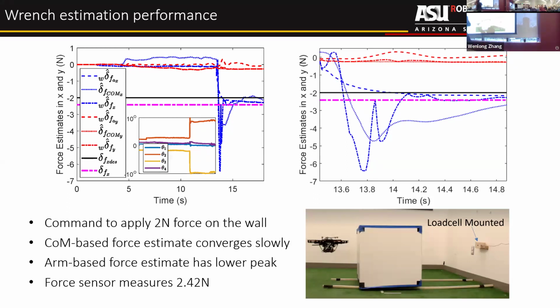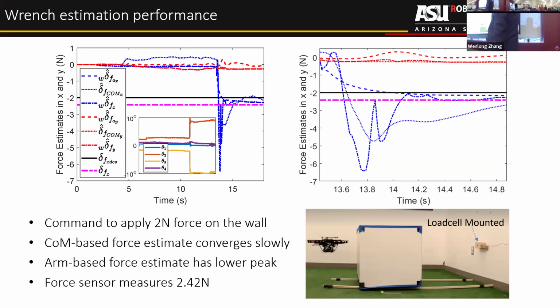There's a lot of figures here, but there's a lot of lines here, but I want you to focus on all these ones that have X here, because our force is in the X direction. Okay, so what we'd like to highlight is that the center of mass-based force estimate converges very slowly. The center of mass-based wrench estimation is this line. And as you can see here, when the force is being applied, it takes a while to converge.